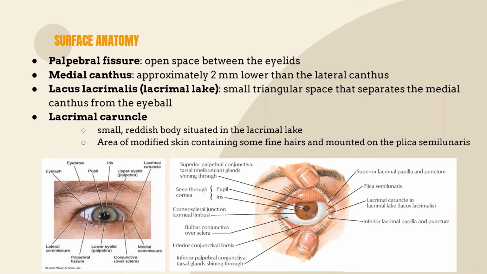On the bottom right picture, we can see a small triangular space here that separates the medial canthus from the eyeball. This space is called the lacus lacrimalis, or the lacrimal lake. Within this space is a small reddish body of modified skin containing some fine hairs and is mounted on the plica semilunaris. This is called the lacrimal caruncle.